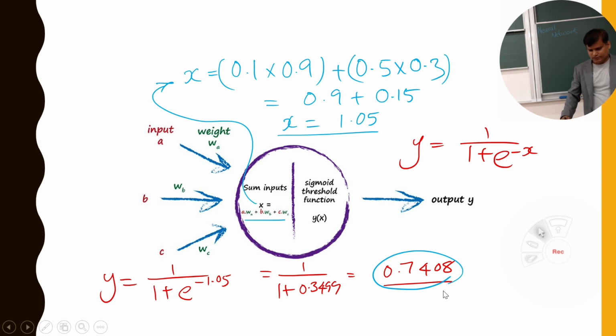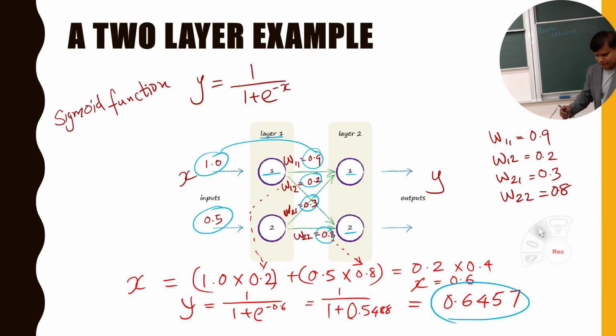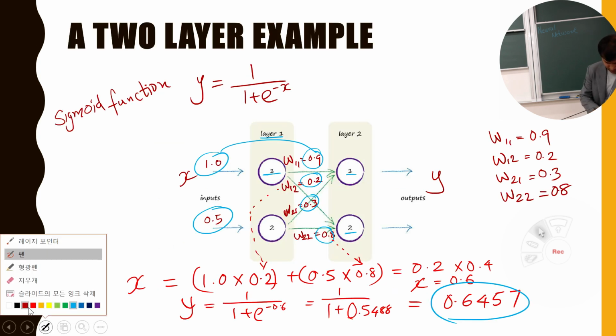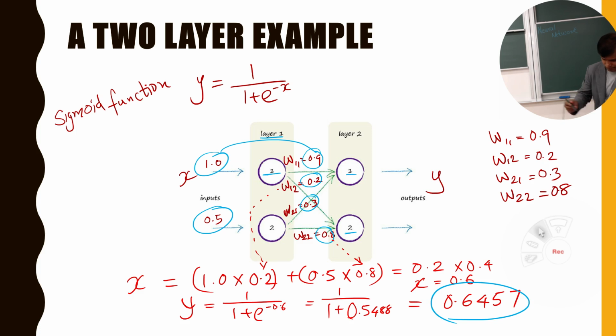So in other words, what you just did here is that we actually found the actual outputs. Let's write it down. Here is 0.7408 and here is 0.6457. Well, that's great. You already got an output.